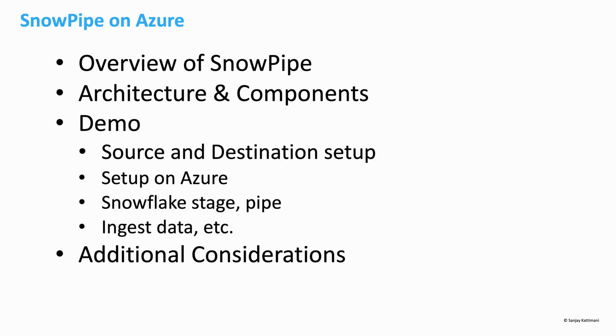As part of the demo, we will look at how we prepare the source data and then the destination table setup on Snowflake. After that, we will set up everything on Azure. Then we will head back to Snowflake and create the stage and pipe. And then we will ingest the data. At the end, we will also look at some considerations related to SnowPipe and conclude the video. Let's begin.